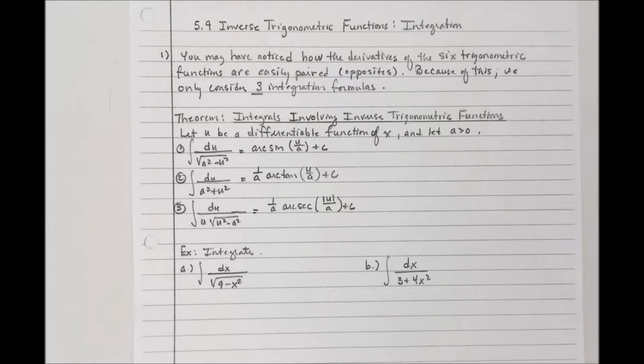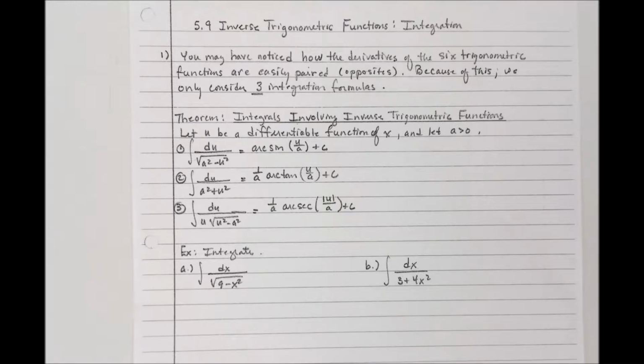Now, I mentioned a couple times in the previous video on Section 5.8 that there were 6 trig functions, and that the derivatives of not only the trig functions but of the inverse trig functions are paired up as opposites. So I want to use that to come up with only 3 integration formulas. We don't need all 6 of them because they're just opposites, and as I mentioned before, you just adjust a negative.